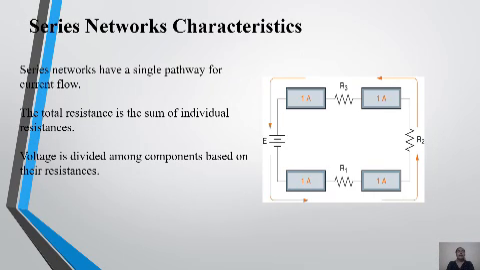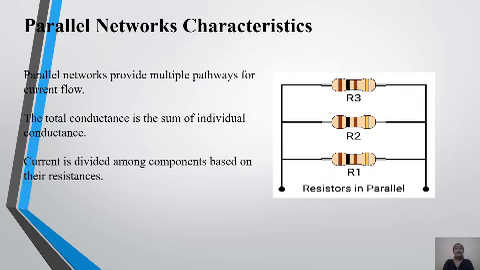Series network characteristics. Series networks have a single pathway for current flow. The total resistance is the sum of individual resistances. Voltage is divided among the components based on their resistance. Parallel network characteristics. Parallel networks provide multiple pathways for current flow. The total conductance is the sum of individual conductances. Current is divided among the components based on their resistance. Here is the example: resistors in parallel. R3, R2, R1 are connected in parallel.